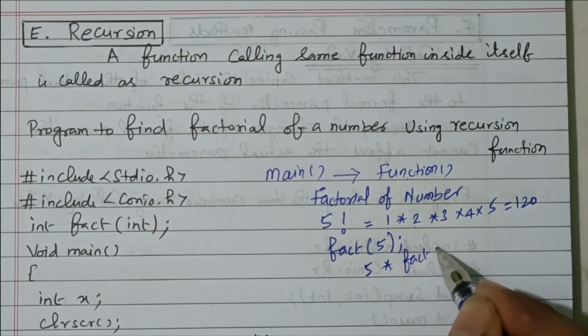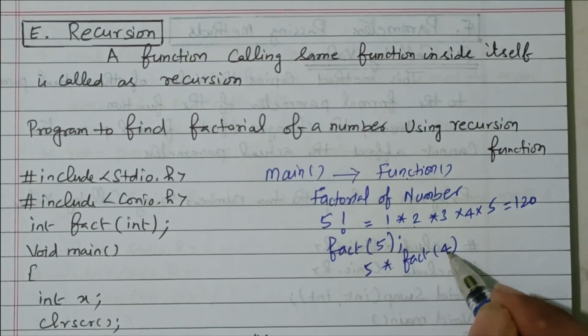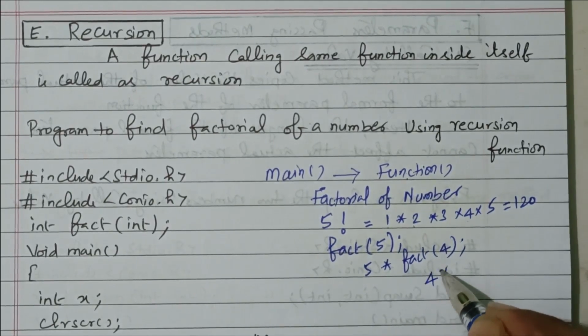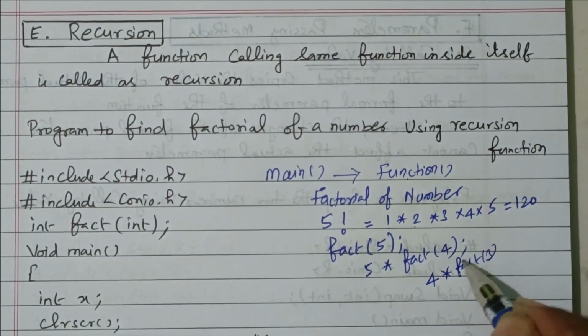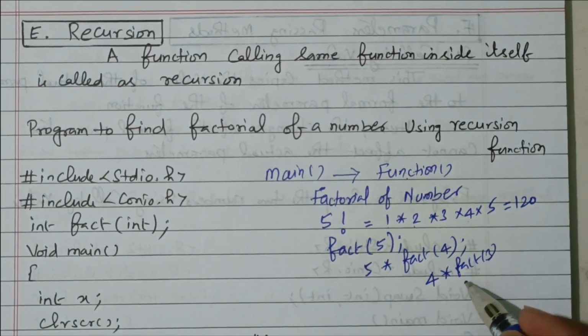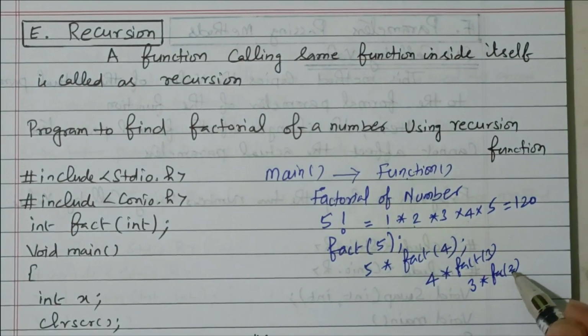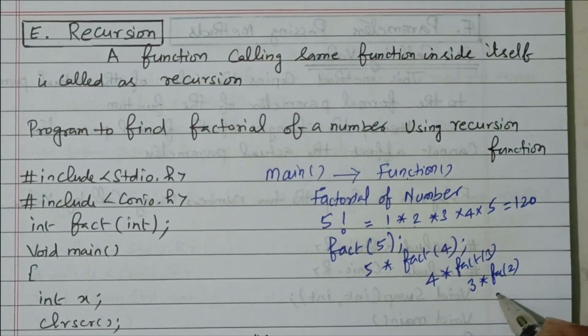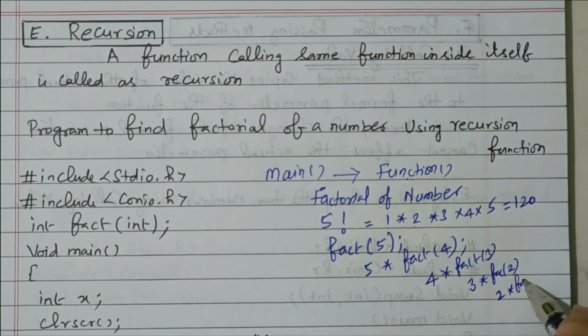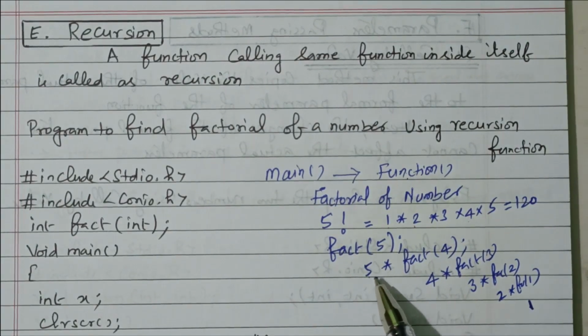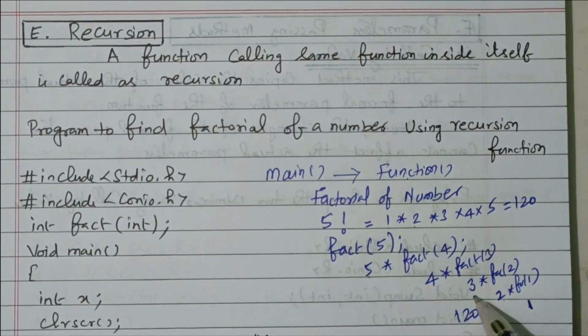Again we are calling the function fact 4, that is 5 minus 1. This fact 5 will return 5 into fact 4. Fact 4 will return 4 into fact 3. This fact 3 will return 3 into fact 2. This fact 2 will return 2 into fact of 1. So this 1 is 1. If the value reaches 1, we can stop the process. See now what happened? 5 into 4 into 3 into 2 into 1, so we will get 120 as the answer.